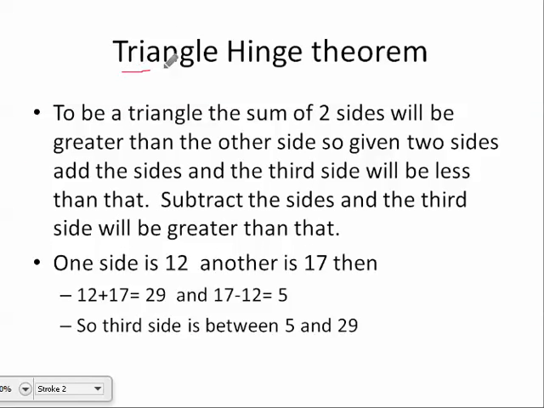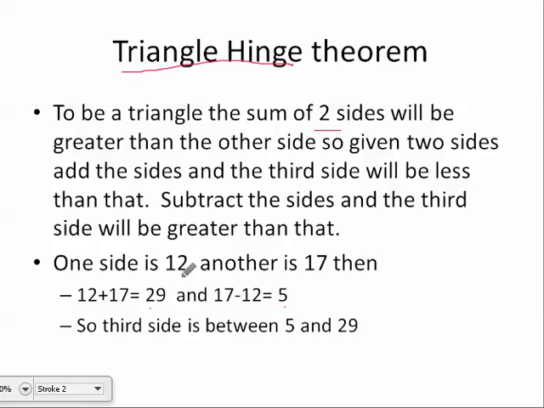The triangle inequality theorem was at the end of Unit 4. It said the sum of two sides will be greater than the third side. So if I give you two sides, you can add them together and get a number. You can subtract them from each other and get another number. And you know that the third side must be between those two numbers.